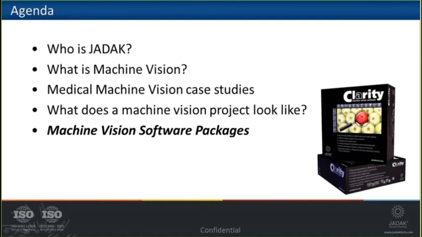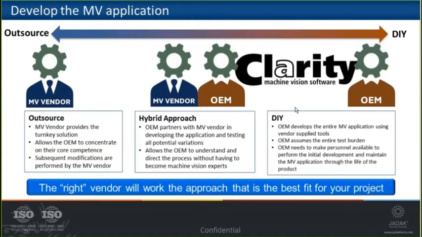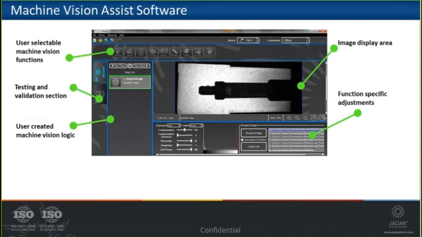We call it Clarity, but again, there are others out there as well that we'll use to allow somebody who's not a machine vision engineer to set up a machine vision application. In fact, you don't even have to be a software engineer. You just have to be a reasonably talented technical person. And I'm going to give you an actual example of one of these. So here's a screen from our Clarity application.